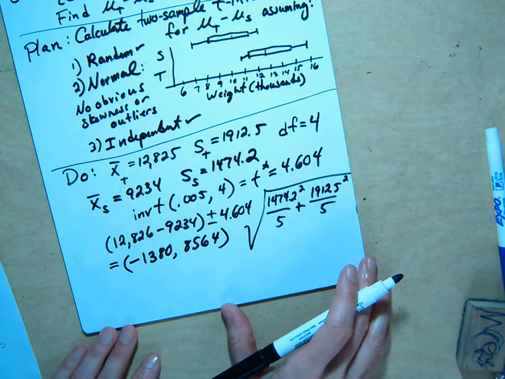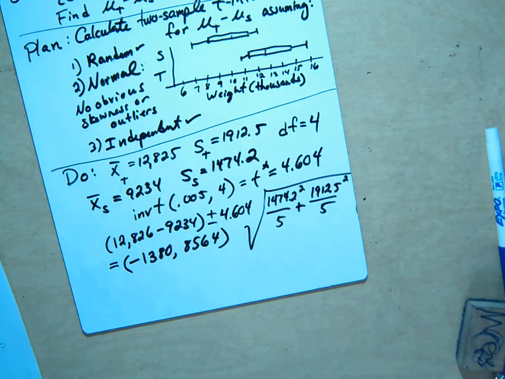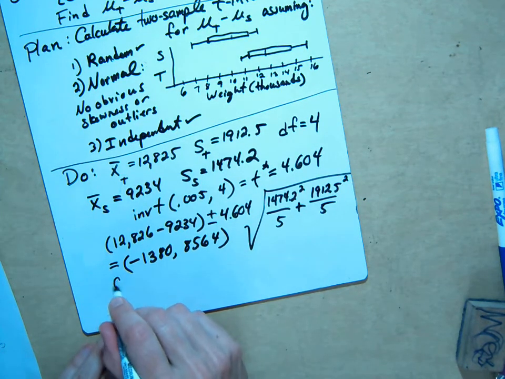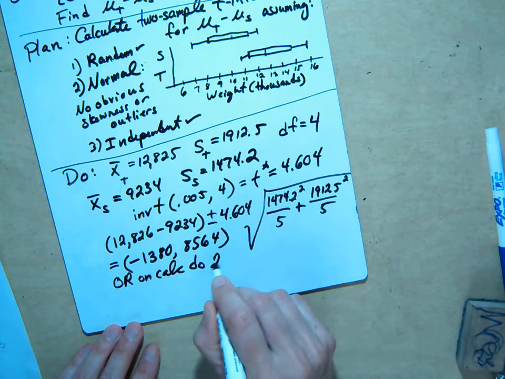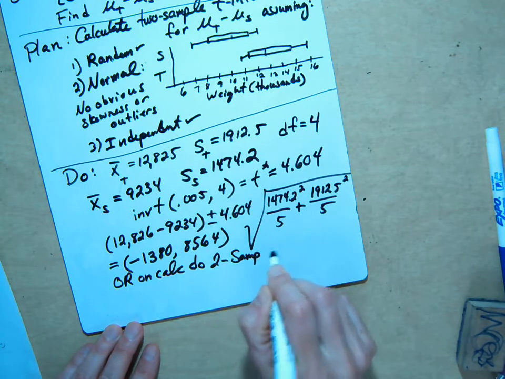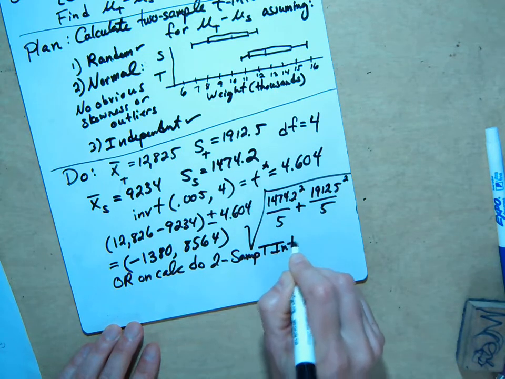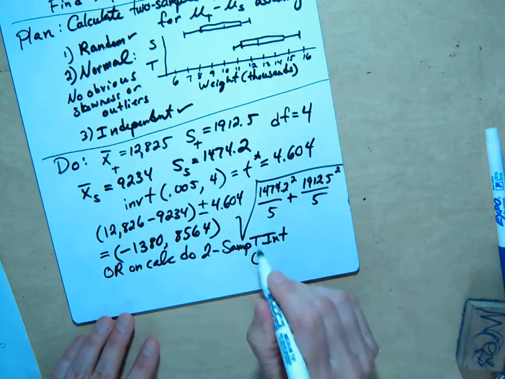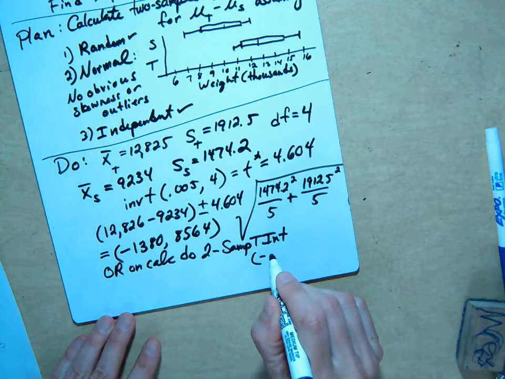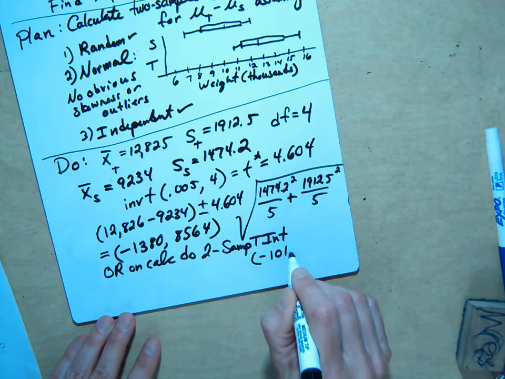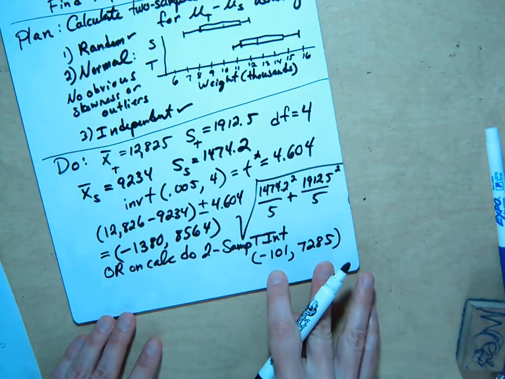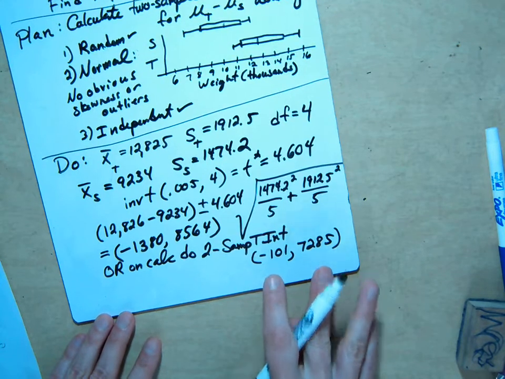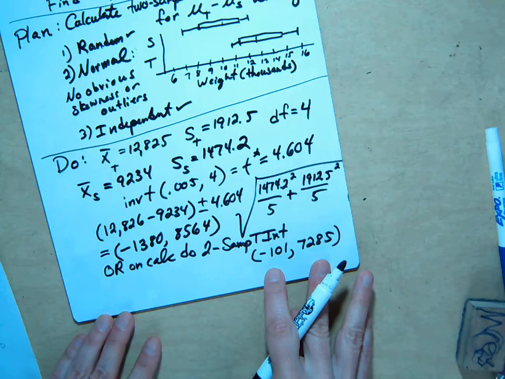Okay, so let's do that on our calculator, and we're going to get a more accurate answer. On the calculator, do 2 sample T interval, and you will get this. It'll be more precise because it'll use more precise degrees of freedom. You'll get negative 101 to 7285. So it's just a narrower interval. So let's use the calculator to get that answer, and then we'll write the conclusion and answer part B.